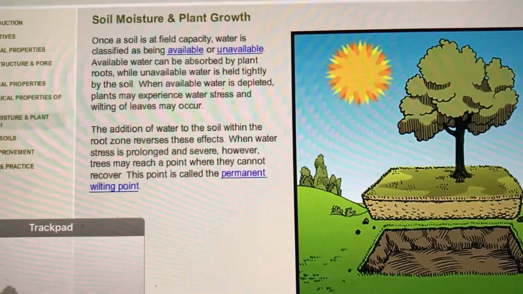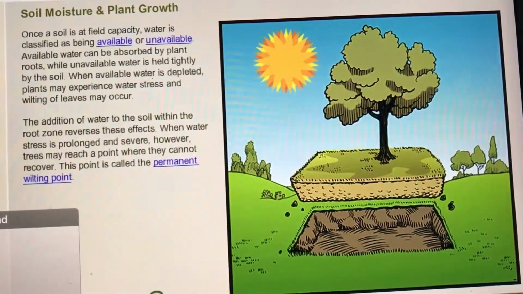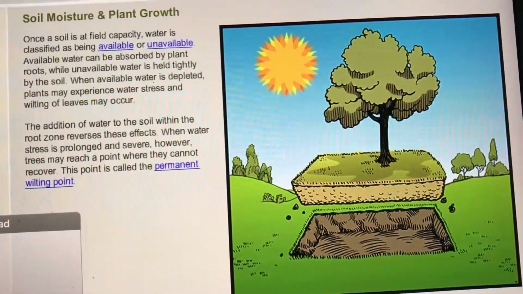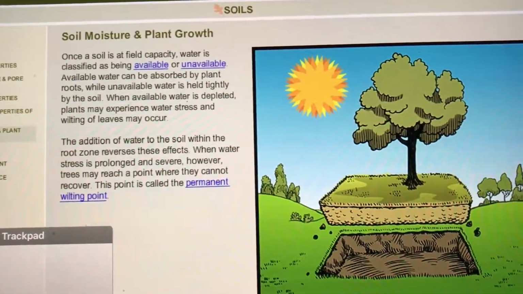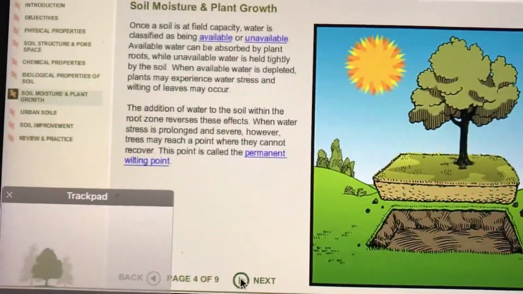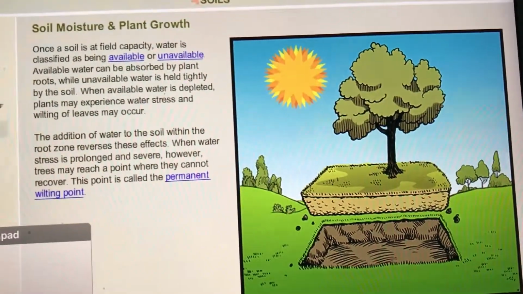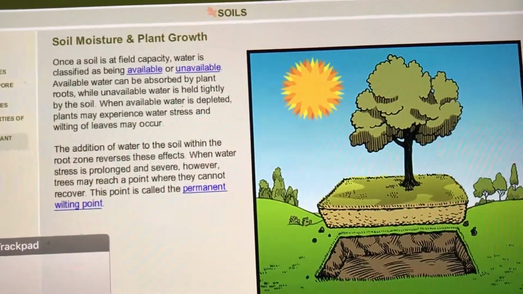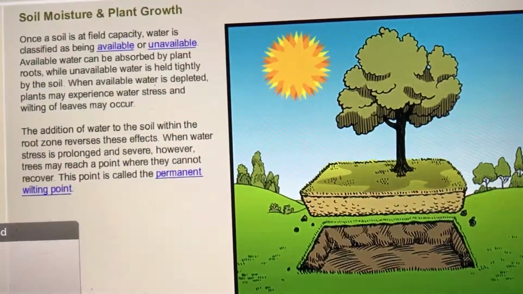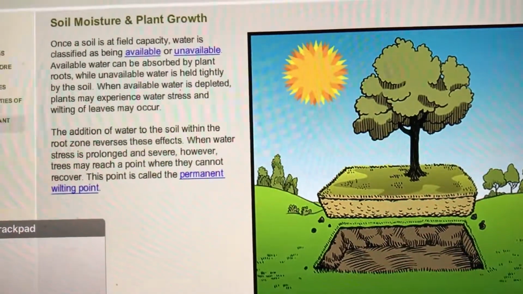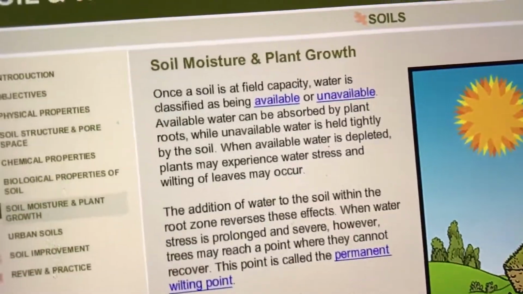Once a soil is at field capacity, water is classified as being available or unavailable. Available water can be absorbed by plant roots, while unavailable water is held tightly by the soil. When available water is depleted, plants may experience water stress and wilting of leaves may occur. The addition of water to the soil within the root zone reverses these effects. When water stress is prolonged and severe, however, trees may reach a point where they cannot recover. This point is called the permanent wilting point.